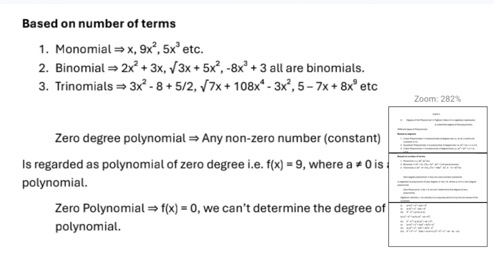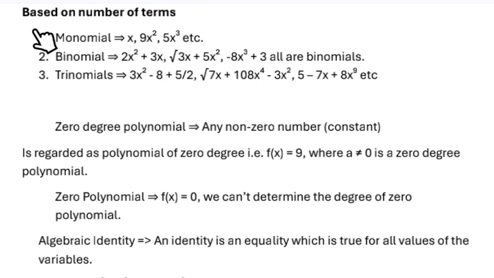Now, based on number of terms, the first one is monomial: x, 9x square, 5x cube, etc. मोनोमियल यहाँ पे आपको only one term मिल रही है, तो based on number of terms, this contains only one term, so this type of polynomial is called monomial.